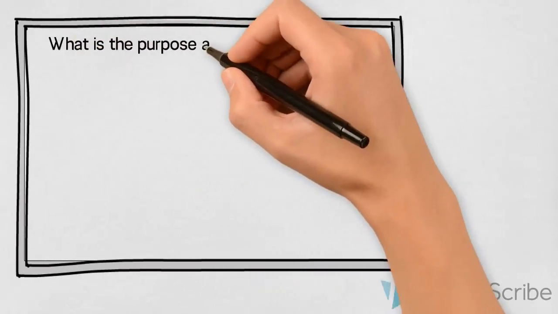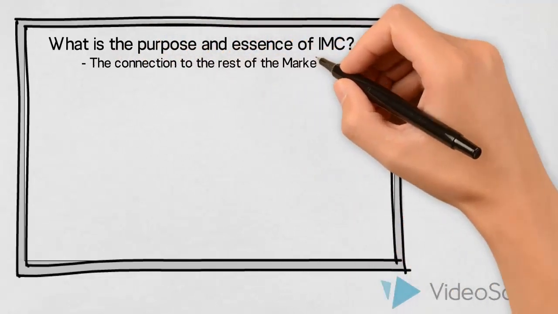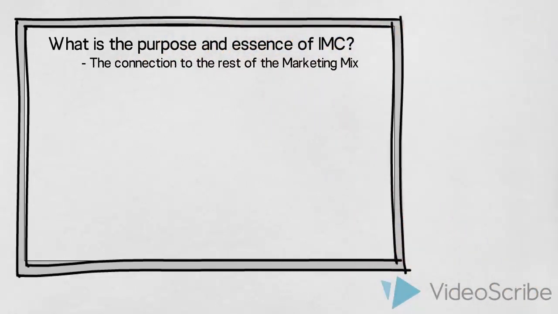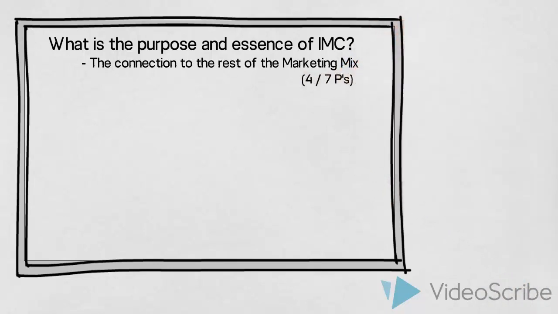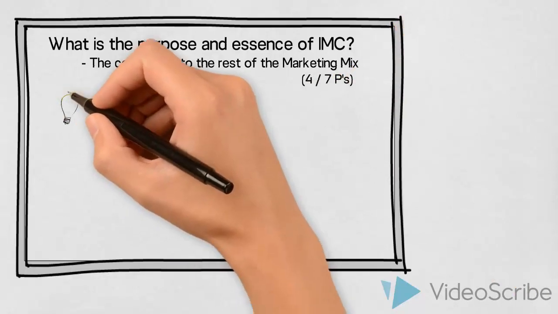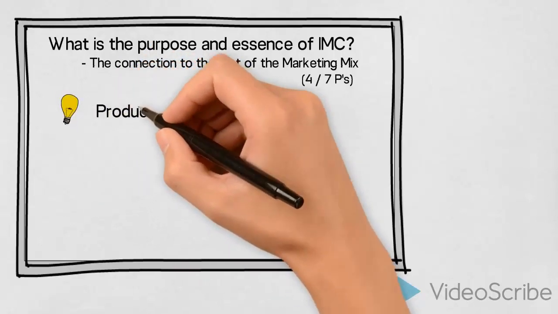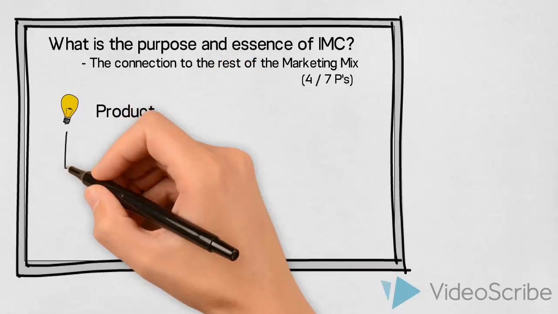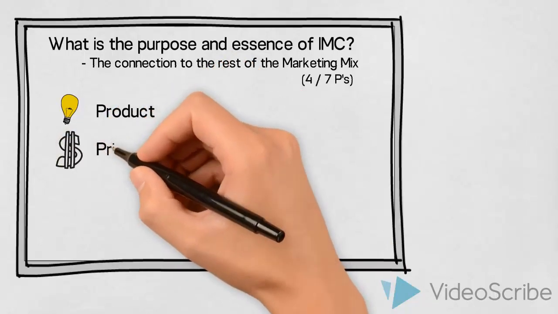What is the purpose and essence of an integrated marketing campaign, and what is the connection to the rest of the marketing mix? When you are asked to design the marketing mix, you need to make decisions on 4 or 7 core elements, also known as the 4 or the 7 Ps. First of all, any issues concerning the product. This would include packaging and all other elements in connection with the product. Secondly, a decision on price.